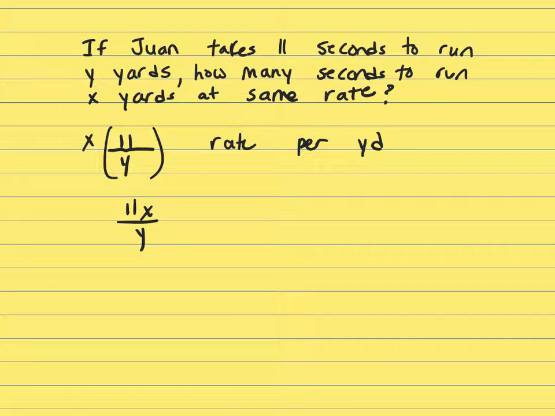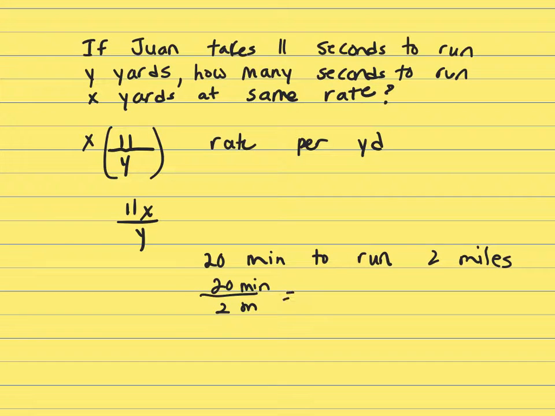Now, if that doesn't make sense to you, think about this. If it takes me 20 minutes to run 2 miles, how long does it take me to run 1 mile? Well, you would say 20 minutes over 2 miles, and that's 10 minutes per mile. And that would be my rate. So how long would it take me to run 4 miles? I'd multiply that by 4.